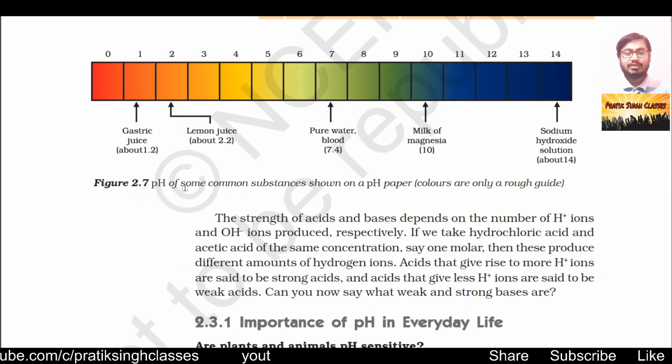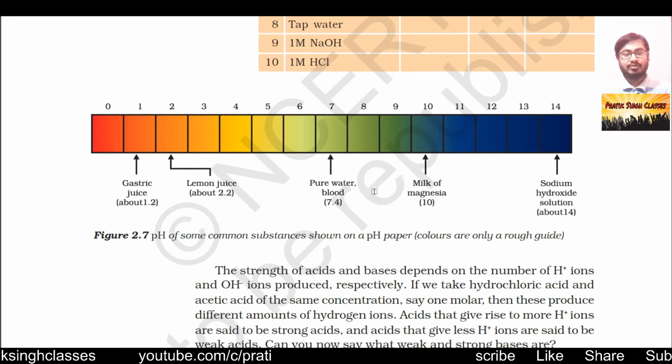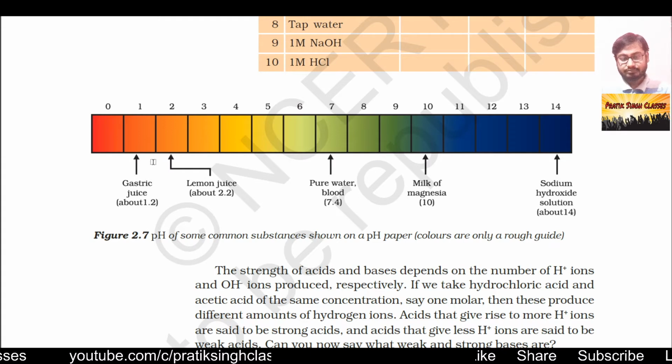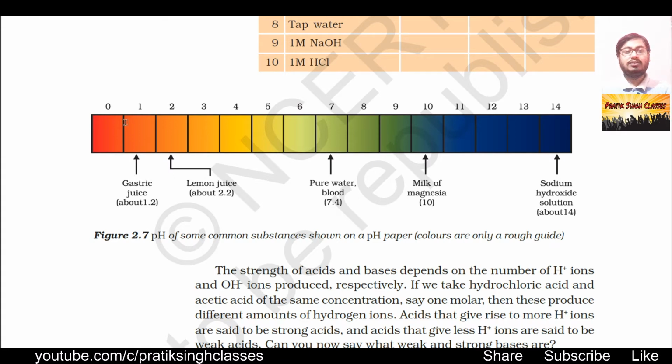Here is the pH of some common substances shown on a pH paper. Colors are only a rough guide, because sometimes we cannot distinguish between the color of number 0, number 1 and number 2. Our perspective is only to find out whether it is acidic or basic.